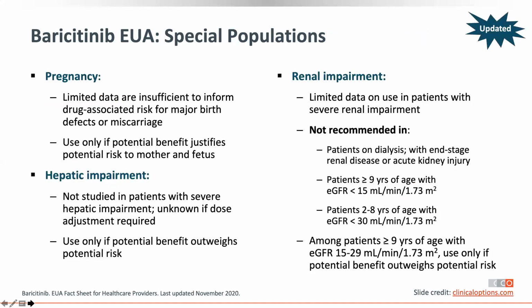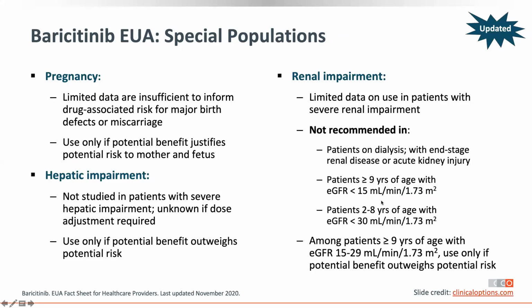So which are the special populations? Pregnancy: there is limited data, but we can use this molecule if you think that the benefit justifies the risk to the mother and also the fetus. No studies over hepatic impairment.